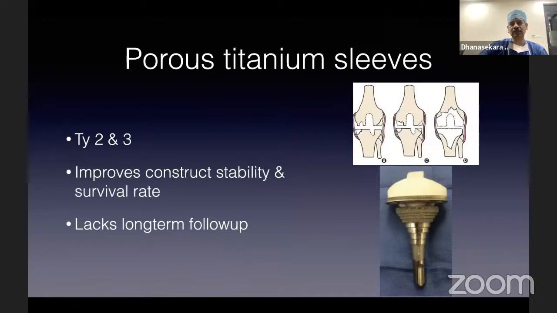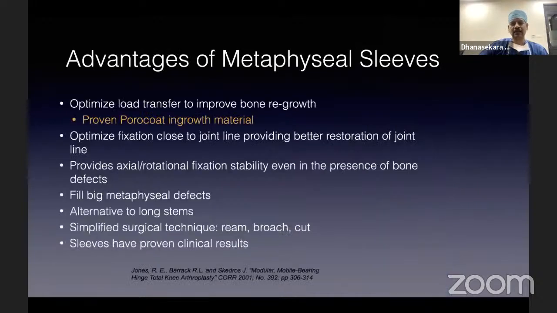There are two options. Porous titanium sleeves can be used in type 2 and type 3 defects. They improve construct stability and survival rate, and have proven clinical results. They give axial and rotational stability. They fill the metaphyseal defects. They can be an alternative to a long stem. We can reduce the length of the stem required.